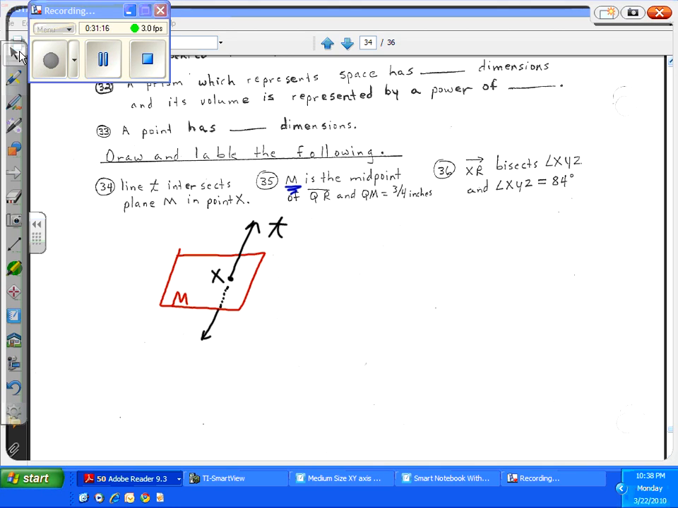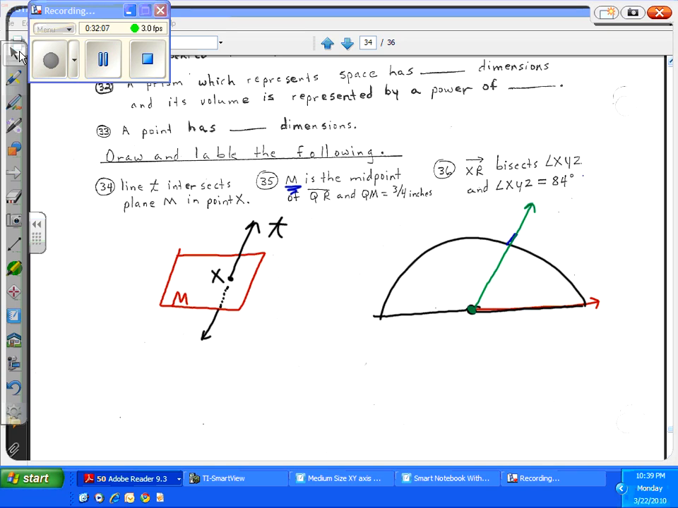It says ray XR bisects angle XYZ. XYZ is the big one, and it says that it's 84 degrees. So what we would do to measure is start off drawing a ray on our paper. Then we would take the bottom of the protractor, the hole in the protractor, and put it right there, and lay our protractor on top. Then we would come over to 84 degrees, wherever that's at on our protractor, and make a little mark. Then we would lay our protractor aside and get a ruler, and measure from here to that mark, and that would give us an 84-degree angle.